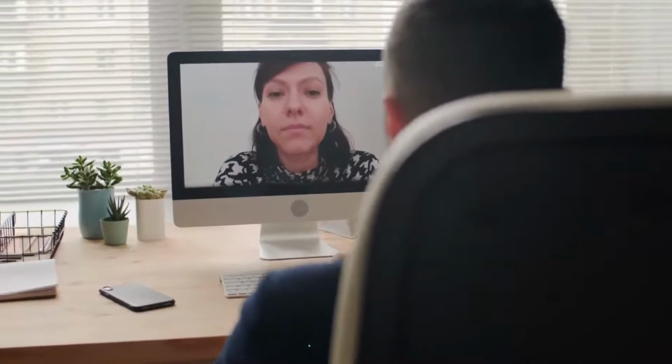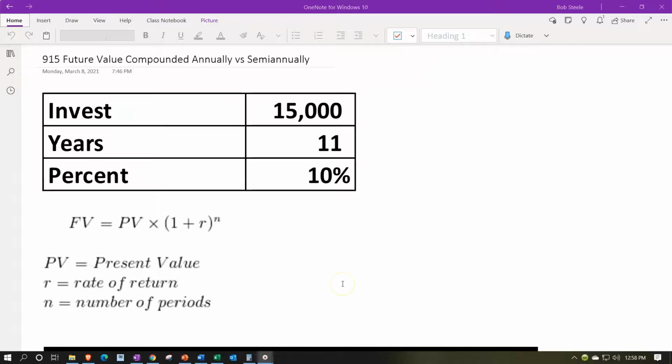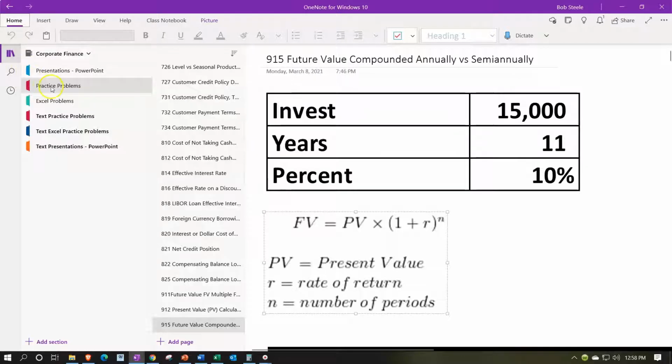Instead, use corporate finance. Here we are in our practice problem in OneNote. If you would like to follow along, you're not required to, but if you have access to OneNote and would like to, we're going to be in the item up top. I'm going to open up this item up top. We're in the practice problems section, down here in the 915. That's the 915 future value compounded annually versus semi-annually.